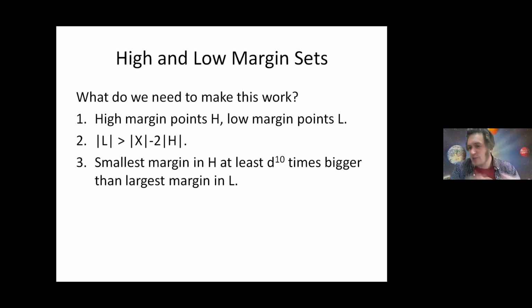And I sort of need this because when I'm arguing that points in V are low margin, really what I'm saying is I'm taking a point in V and I'm writing it as a linear combination of these low margin points. But if I need to use somewhat large coefficients in that linear combination, I might lose polynomial in d factors. So I want to make sure that even after doing this, there's still much lower margin than anything else.